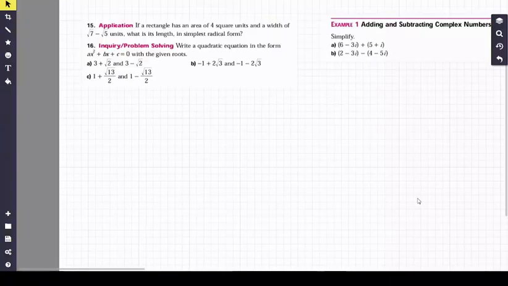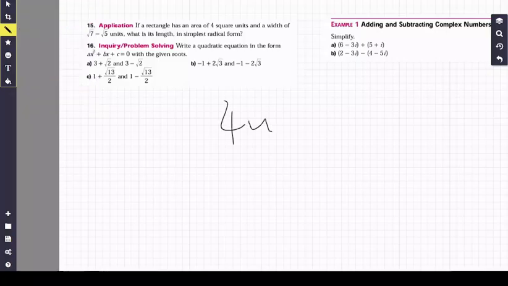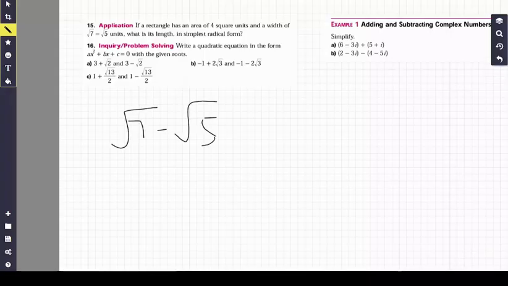If a rectangle has an area of 4 square units, in this case, 4 square units actually means the area is just 4 units squared. So that is the area. I just want you to keep that in mind. So its width is square root 7 minus square root 5.